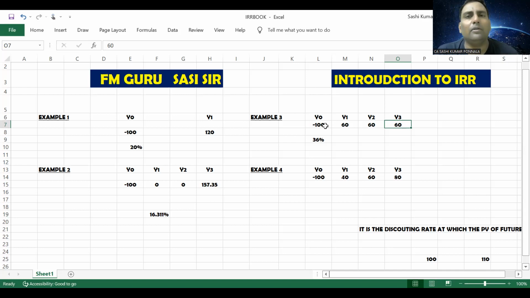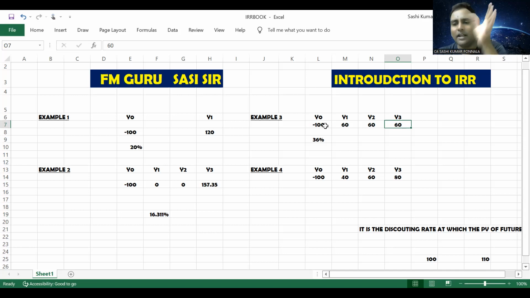But it is not equal to 100. Then 2%, 3%, 4%, 5%, 10%. Like this, we have to do several tries. At approximately 36%, the present value of cash flows is equal to what? 100 rupees. This is called IRR. Finding IRR is a difficult task. So that is why, to find IRR, we should know the approximate range of the IRR. In the examination, they will give two discounting rates. They call them guess rates.